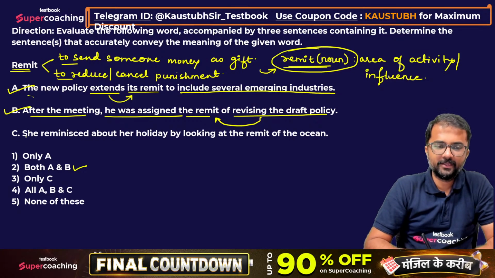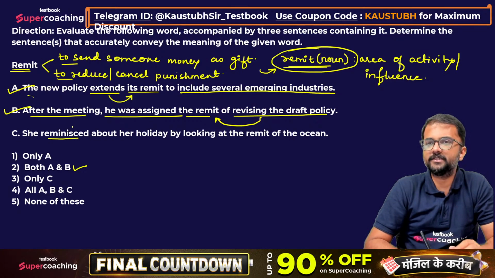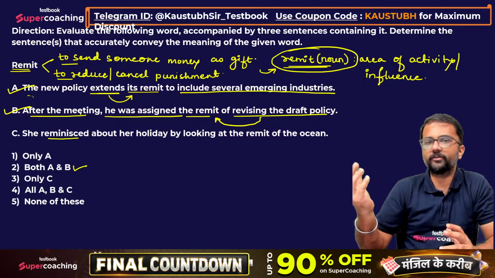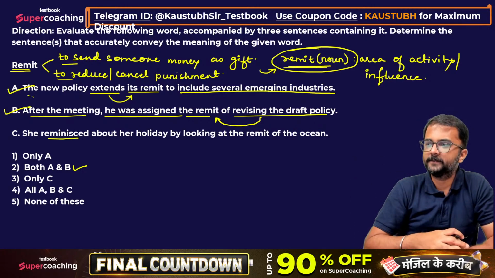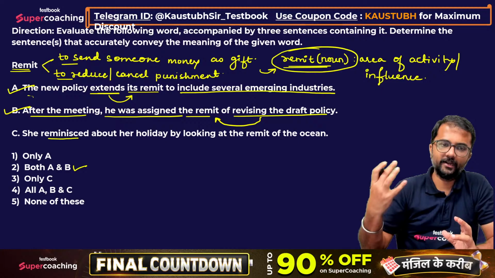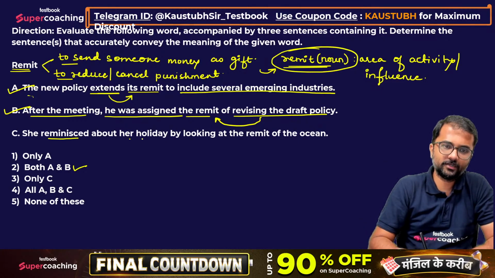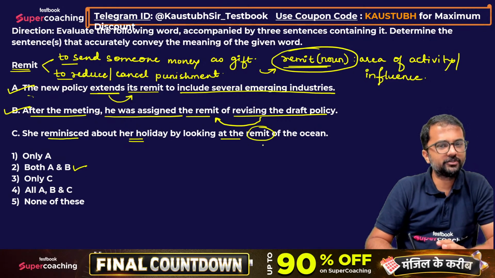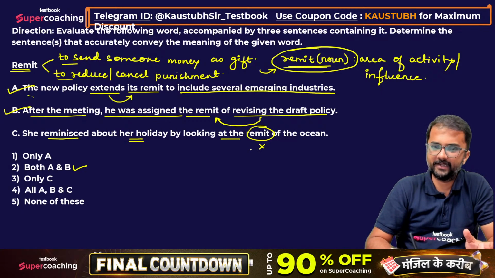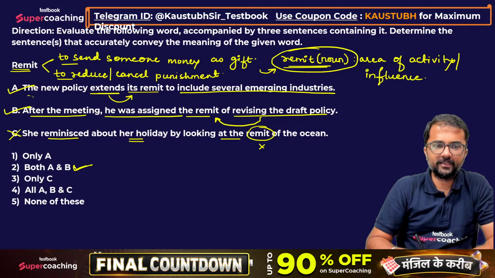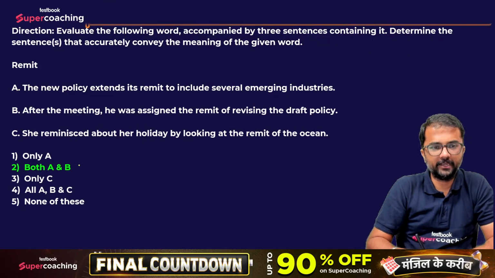एंड शी रेमिनिस्ड, रेमिनिस्ट मीन्स टू थिंक फॉन्डली अबाउट थिंग्स ऑफ द पास्ट, पास्ट में जो चीजें हुई है उसके बारे में याद करना, फॉन्डली याद करना। सो शी रेमिनिस्ड अबाउट हर हॉलीडे बाय looking at the remit of the ocean, the area of activity of the ocean or the area of influence of the ocean. Doesn't make sense, right? So C answer here will not be the correct answer. So I think it is always better to go with both A and B.